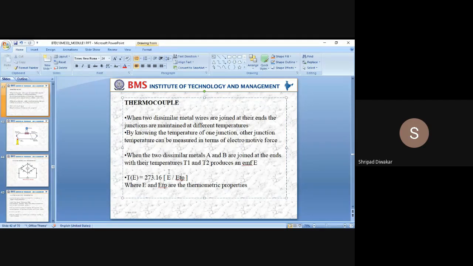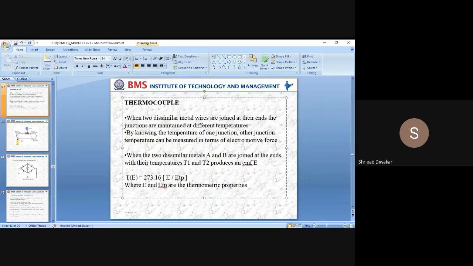Okay, you remember the standard formula: T of E, the temperature we want to measure, is given by T equals 273.16. What is 273.16? It is the triple point of the water. So 273.16 in the bracket, E divided by ETP.